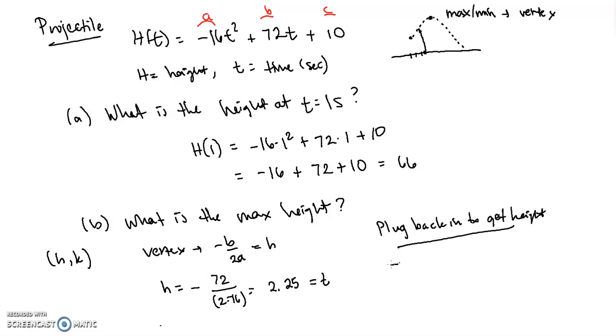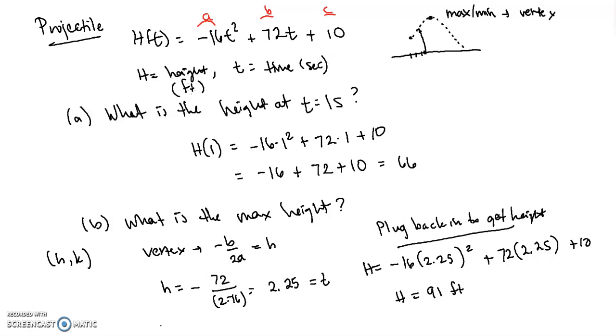So we need to plug that back in. I'm definitely going to need a calculator for this one. Okay, so we plug that back in, and we should be able to get the maximum height. Give me 1 second. Maximum height is 91. And we should be in feet and seconds for this one. The units will be given to you, just go with that. Okay, so the maximum height is 91 feet.